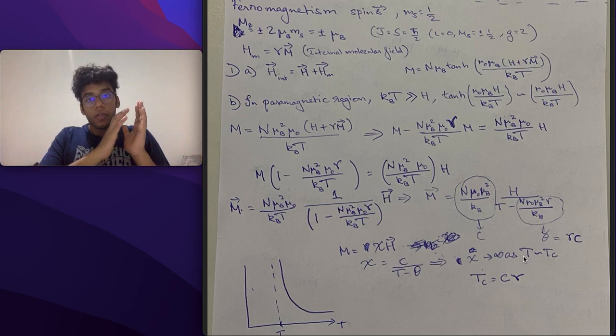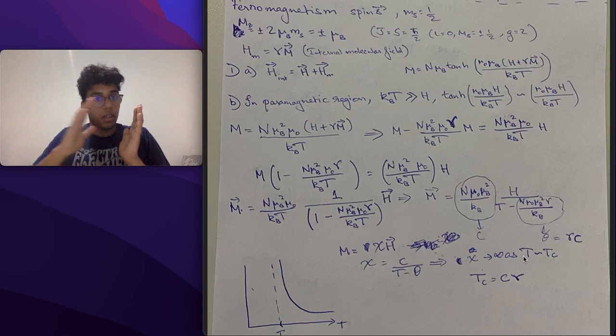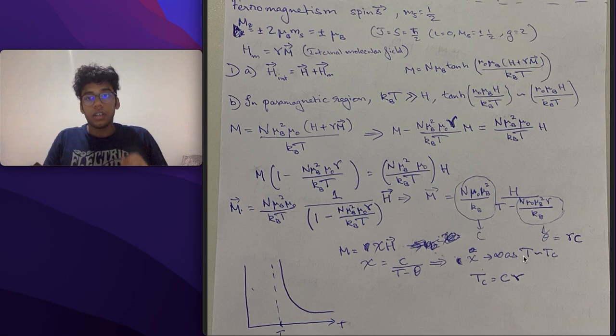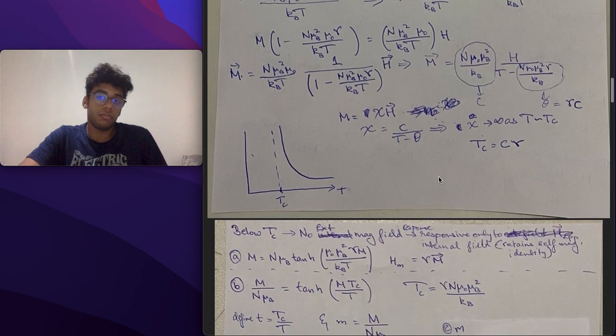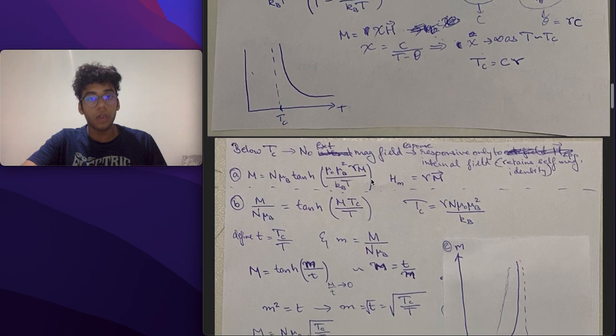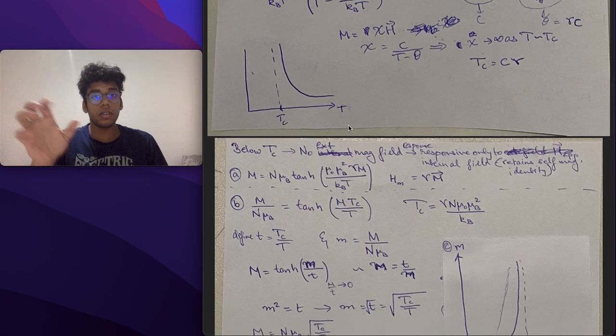So for a temperature above T critical, which is called the Curie temperature, your ferromagnet acts just like a paramagnet. It is responsive to an external field, but it has no inherent magnetic field. But below the Curie temperature, it has magnetic properties of its own. So now we'll look at what is happening below the Curie temperature.